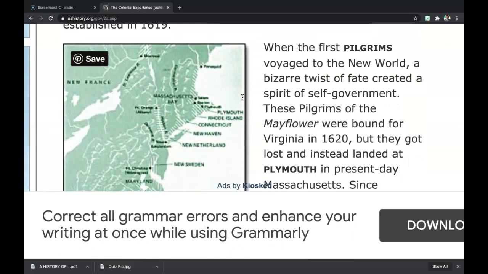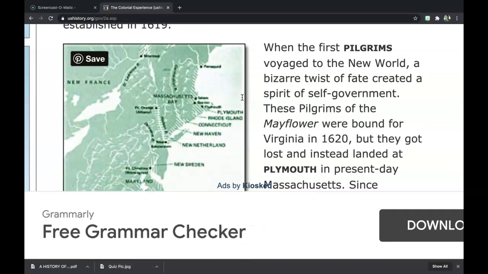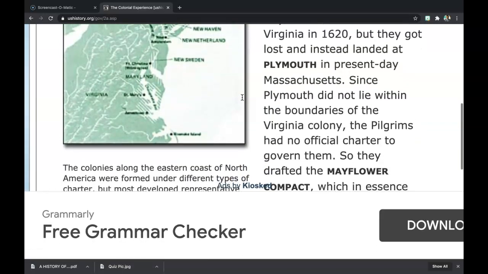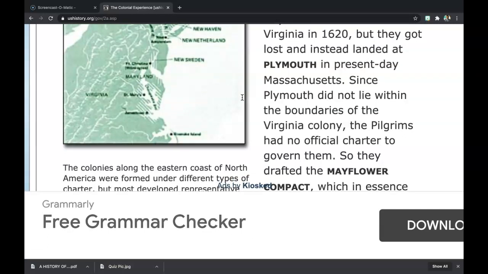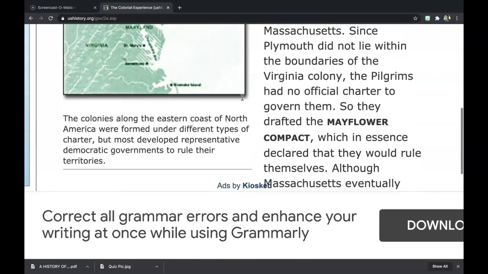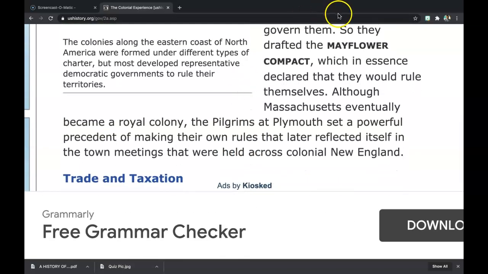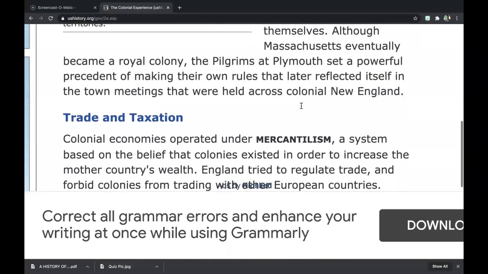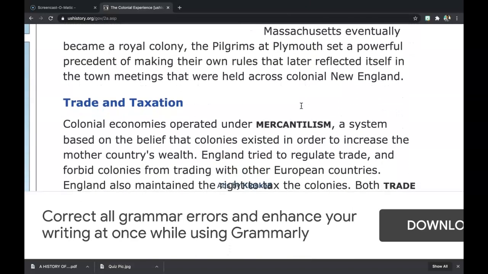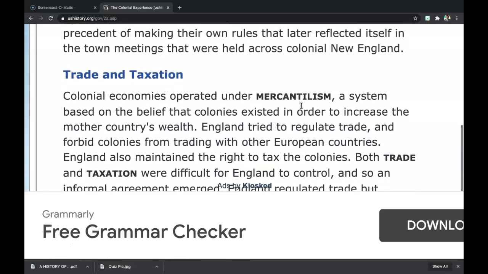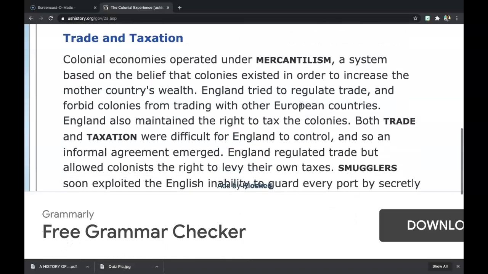When the first Pilgrims voyaged to the New World, a bizarre twist of fate created a spirit of self-government. These Pilgrims of the Mayflower were bound for Virginia in 1620, but they got lost and instead landed in Plymouth, in present-day Massachusetts. Since Plymouth did not lie within the boundaries of the Virginia colony, the Pilgrims had no official charter to govern them, so they drafted the Mayflower Compact, which in essence declared that they would rule themselves. Although Massachusetts eventually became a royal colony, the Pilgrims at Plymouth set a powerful precedent for making their own rules that later reflected itself in the town meetings that were held across colonial New England.